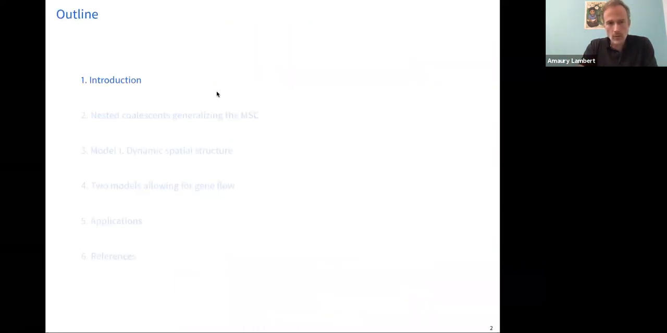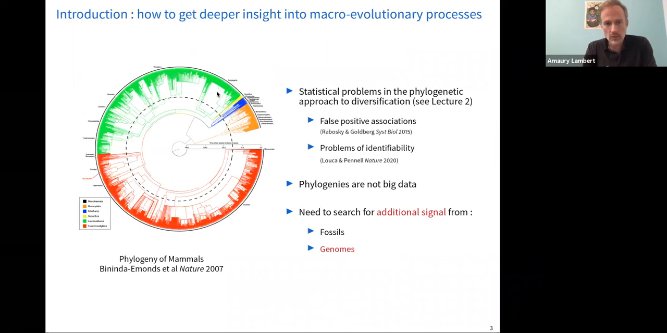So let me go back to these phylogenies. Here is an example of a phylogenetic tree of mammals. And I didn't mention some problems that you can go through when you try to analyze these phylogenies and use them to infer how the diversification process has occurred during the past.